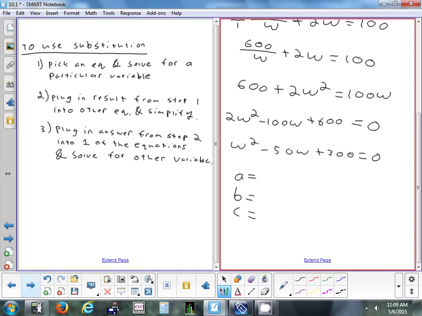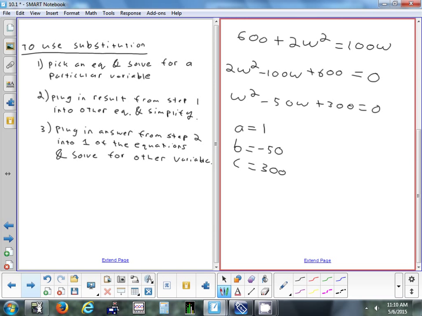Okay, so Alex, what's A, B, and C? A is what? 1. Yep. Negative 50. Negative 50. 300. Good. Now we'll fill that into the quadratic formula and solve. Okay, keep in mind what kind of answer we're solving for. We're solving for a width. Width should always be a positive number. So if we get a negative, that would be an answer we cross out. Maybe we will, maybe we won't.